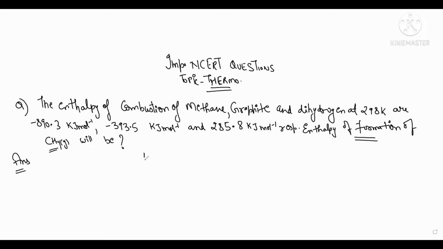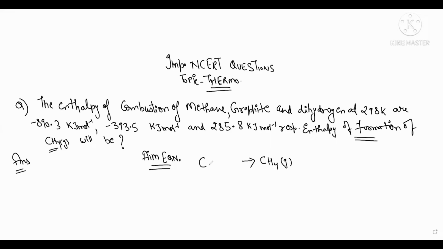So firstly, in such questions we have to write the aim equation, that is, the equation for which we have to find the enthalpy. So here it is enthalpy of formation. So what is getting formed? CH4 is getting formed. Now how will gaseous CH4 be formed? Just take the elemental states of carbon and hydrogen.